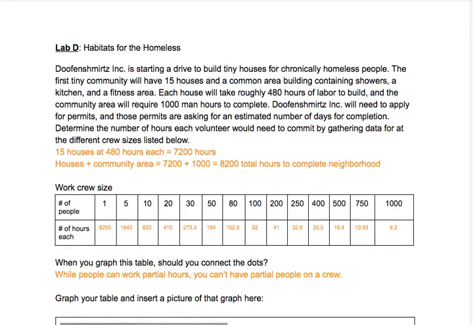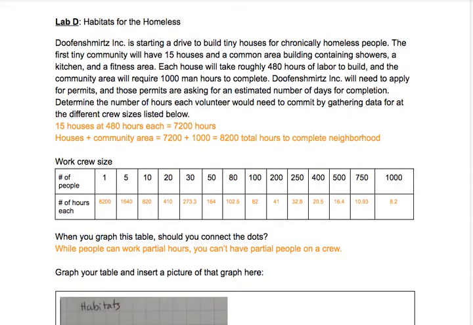Lab D was the habitats for the homeless. So the first thing I needed to do was figure out how many total hours a community of 15 houses and a community common area would take. So 15 houses at 480 hours per house was 7,200 hours. And then if I added that to the 1,000 hours to do the community area, I have 8,200 total man hours to complete the neighborhood. That just means that if I were paying everybody at the end of this project, I should have paid for 8,200 hours of work. Now, some people will get more of those than others.